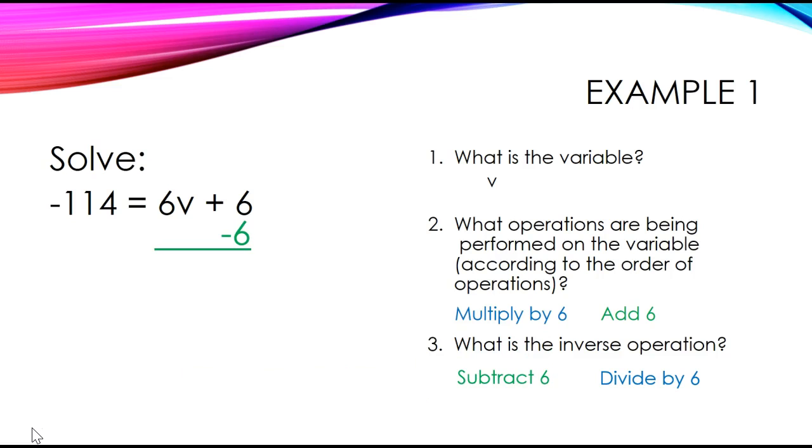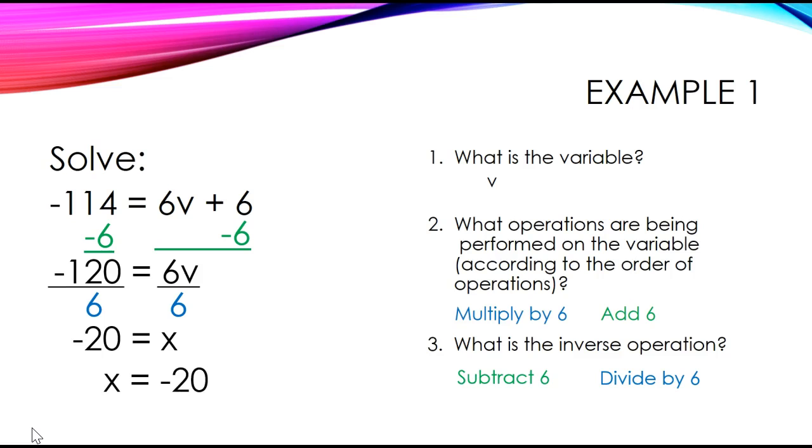So, let's subtract 6 from both sides of the equation. As you simplify, you'll get negative 20 equals 6v. Our next step is to divide by 6. Divide by 6 on both sides. And we get negative 20 equals x. If you prefer to have your variable on the left, we would write our answer as x equals negative 20.